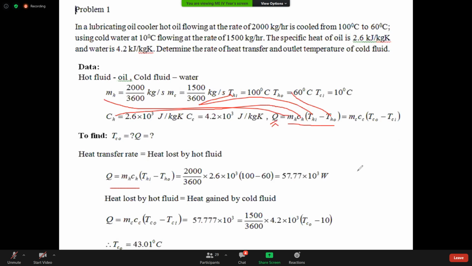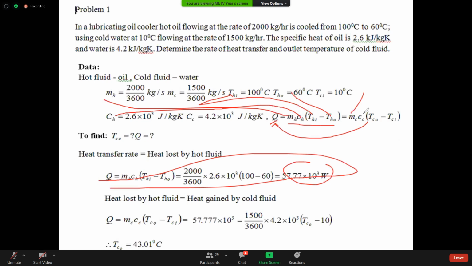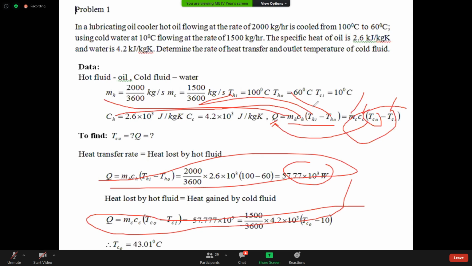Same thing will happen here. The Q value that came out, I can equate this Q to this also. MC is known, CC is known, TCI is known. I need to calculate TC naught. The same thing. Very simple. Conservation of heat: heat lost by one fluid is equal to heat gained by the other fluid. Suppose in another problem some temperature is unknown. Based on the given parameters, calculate Q, then equate the same Q to the other side and calculate.